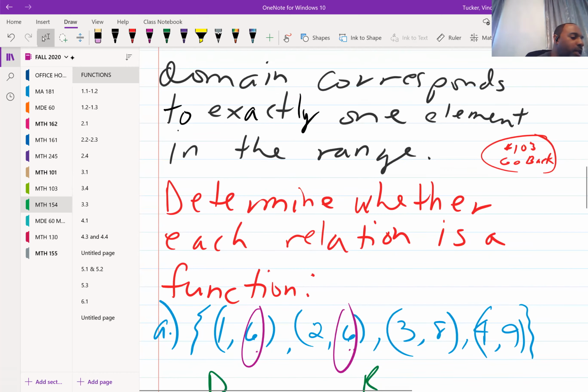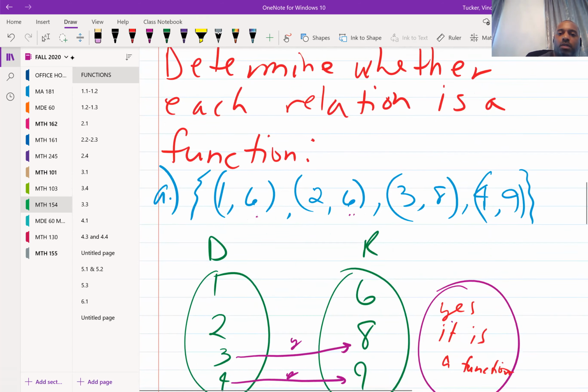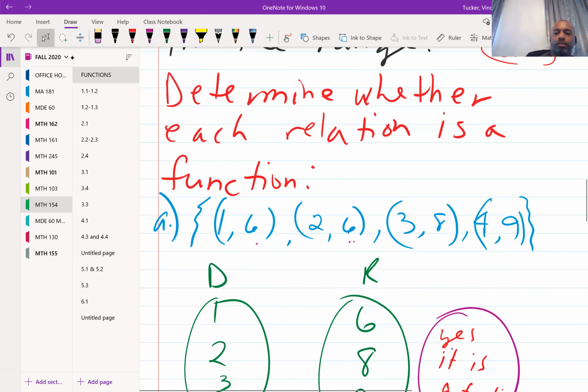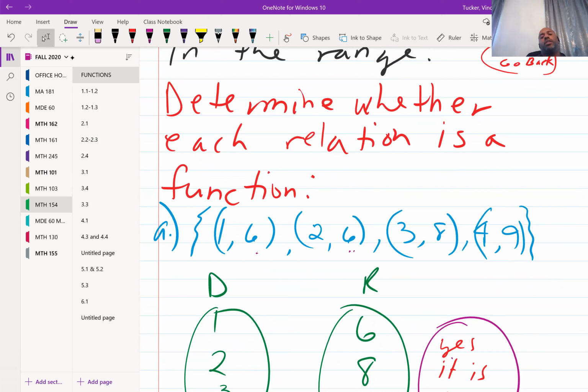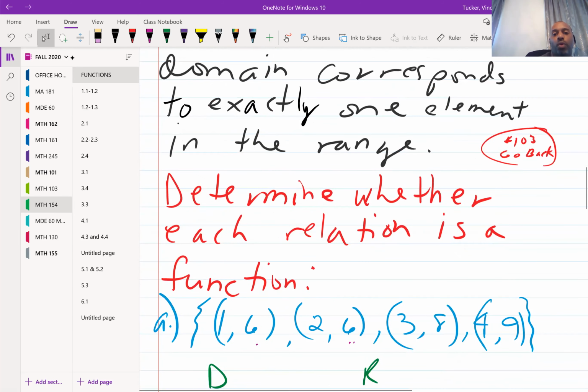So here in the red, the first example tells us to determine whether each relation is a function. So let me erase this. All right, so we have (1, 6), (2, 6), (3, 8), and (4, 9). And we want to determine whether this relation represents a function or not. So we will go back to the definition, to make sure we're clear on what the definition says a function is supposed to be. Each element in the domain goes to exactly one element in the range.